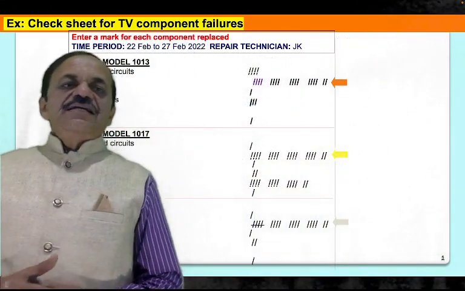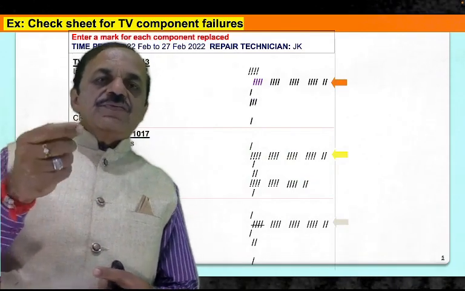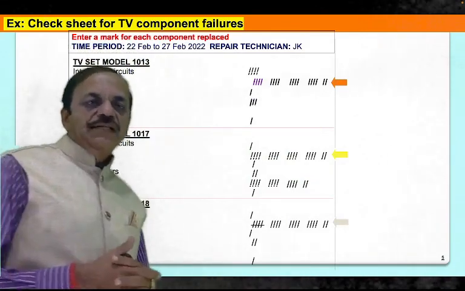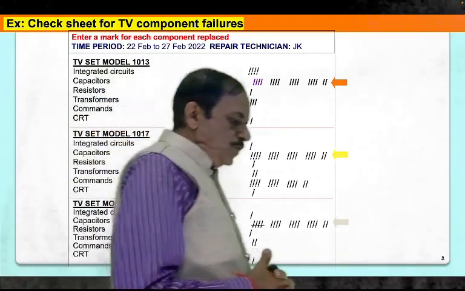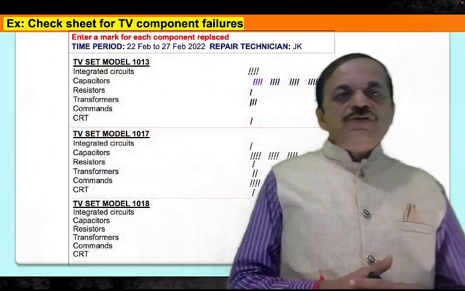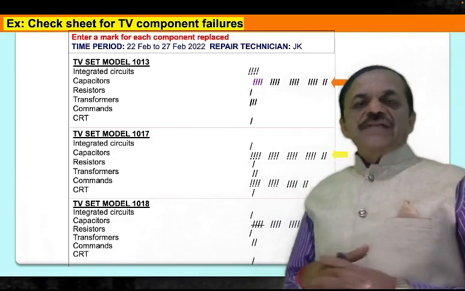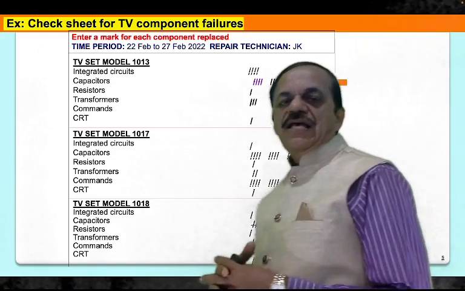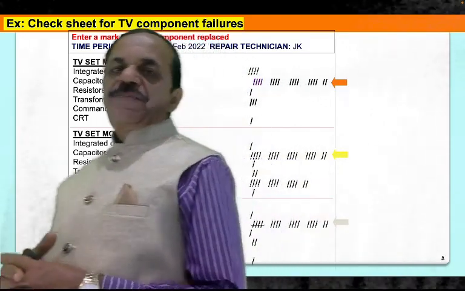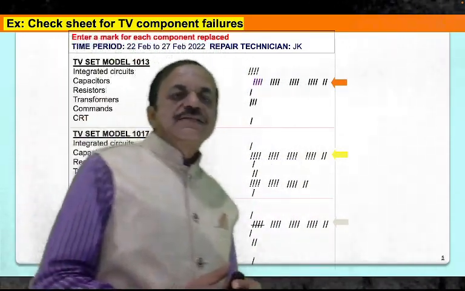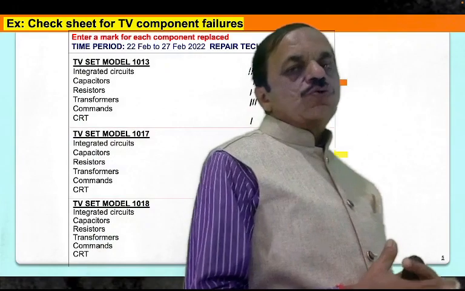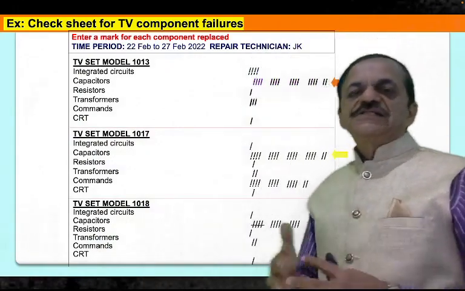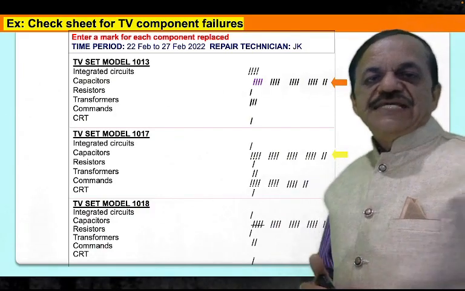Now, as the customer complaints came, they entered one line, meaning one complaint from the customer, for a period of say 1 month. If you look at this table, you find for model 1013, 1017 and 1018, that means all the three models, capacitor failure has been a predominant failure, and this becomes my first priority to solve, say by going for a higher reliability capacitor instead of the capacitor I am using now.